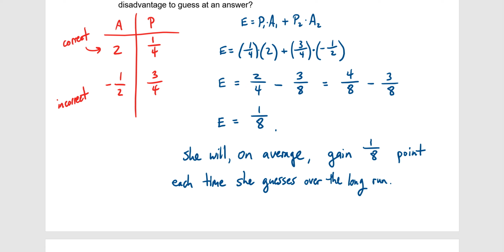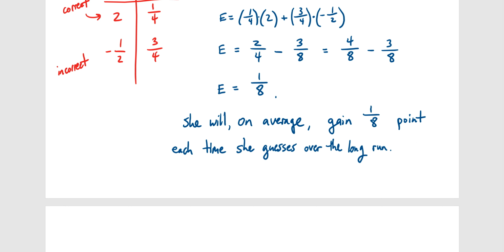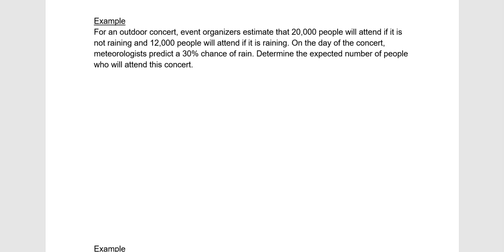So since this is a positive answer, that means she's going to, on average, gain 1/8 point each time she guesses over a long period of time. So this one, it would be obviously in her interest to guess. Okay, couple more examples.